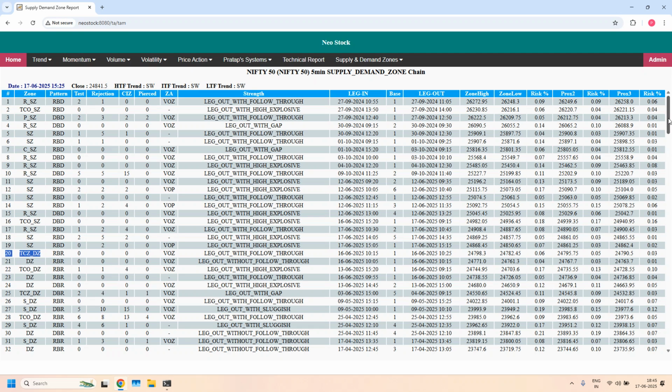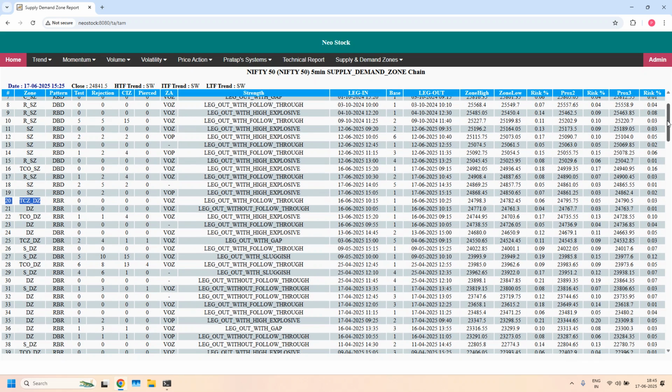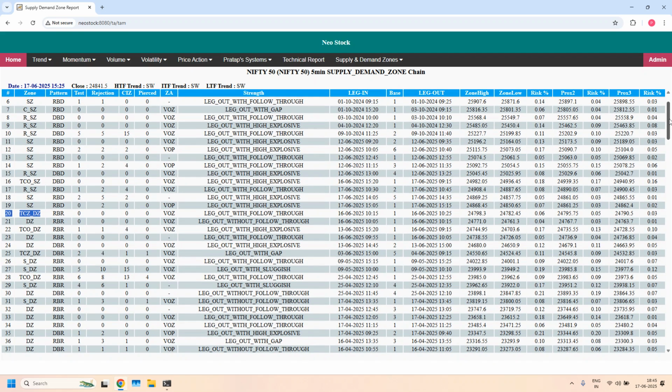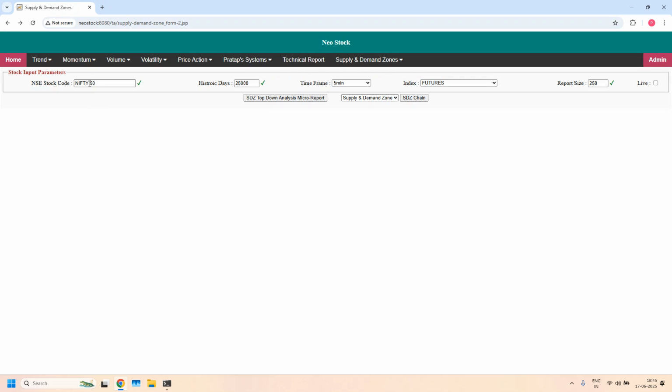Let me put it in the middle of the page. Okay. So this is about NIFTY supply demand zone chain. Next, we will generate BANKNIFTY supply demand zone chain. Going back, changing the name to NIFTY Bank. That is nothing but BANKNIFTY.